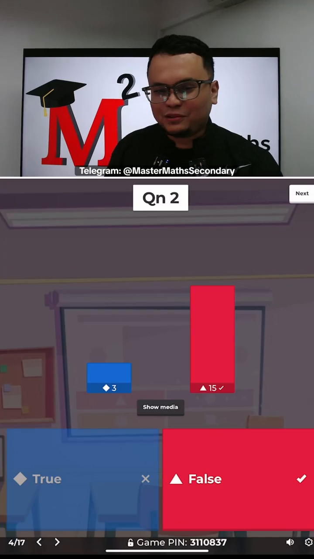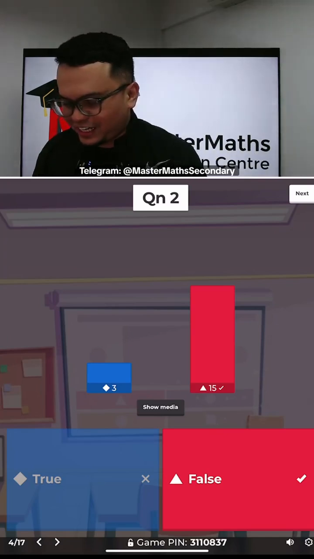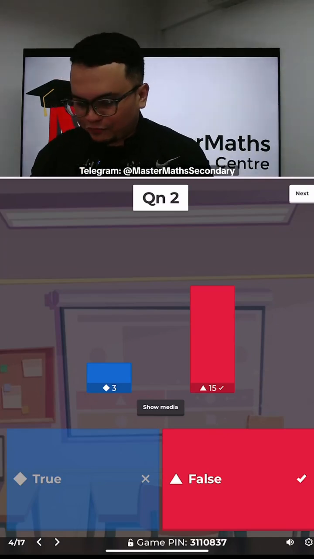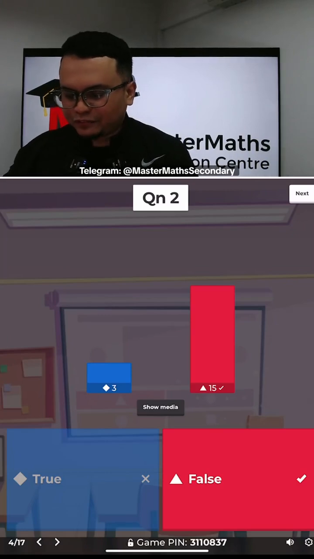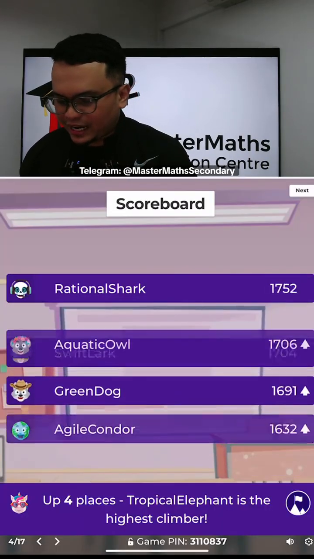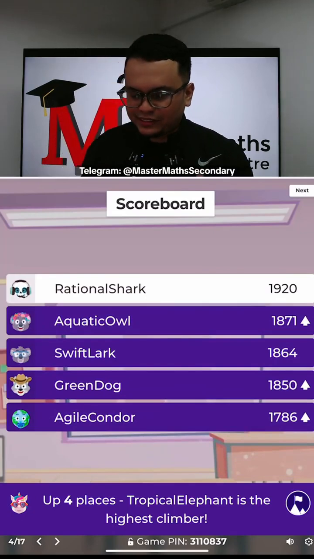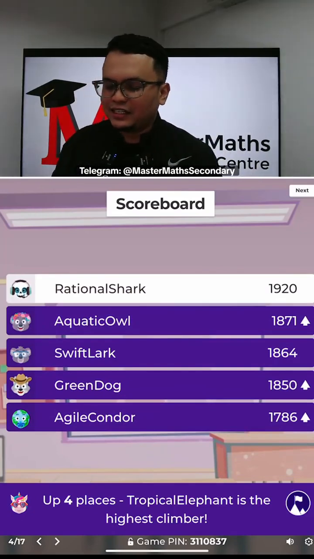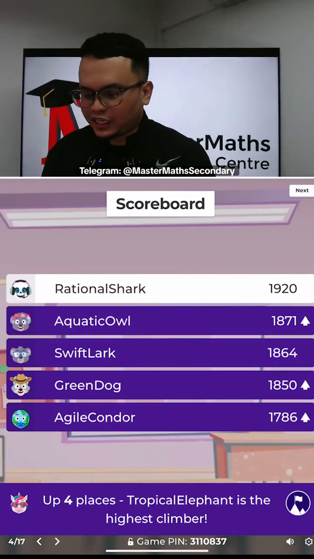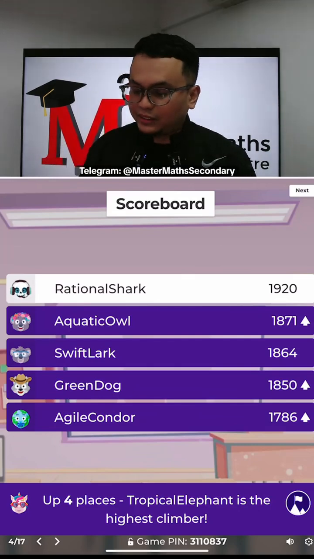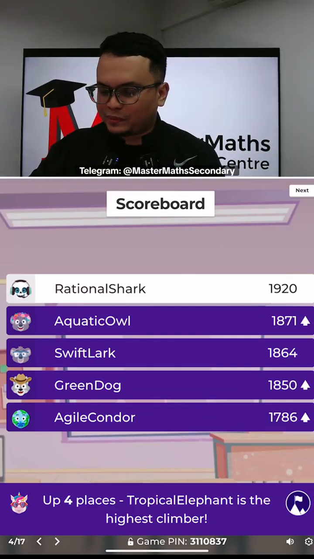Okay, everyone answered. Most of you got this right. It is false. How? Again, you don't really have to go and punch it into the calculator. Any changes to the leaderboard? For the second, third, and fourth, there are some changes, but for the first one, still Rational Shark, but very close. Aquatic Owl is just a few more points below.